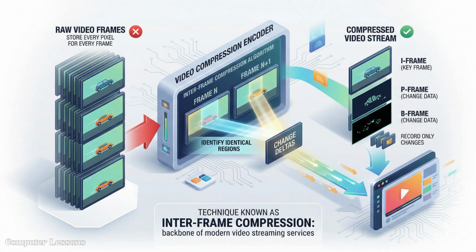Video compression relies on the fact that most frames in a sequence are almost identical to the previous one. Instead of storing every pixel for every frame, the encoder records only the changes between them. This technique, known as inter-frame compression, is the backbone of modern video streaming services.